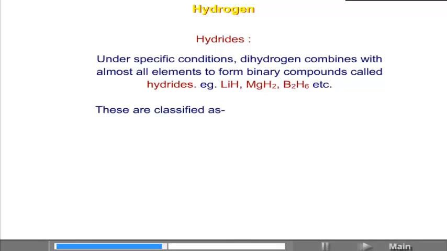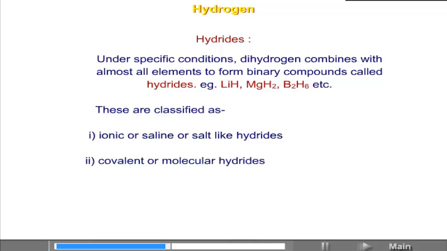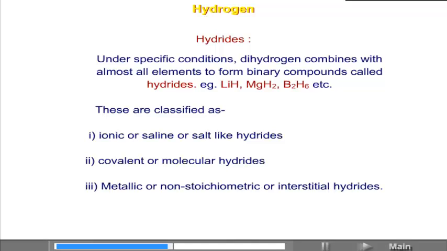These are classified as: first one, ionic or saline or salt-like hydrides. Second one, covalent or molecular hydrides. And lastly, metallic or non-stoichiometric or interstitial hydrides.